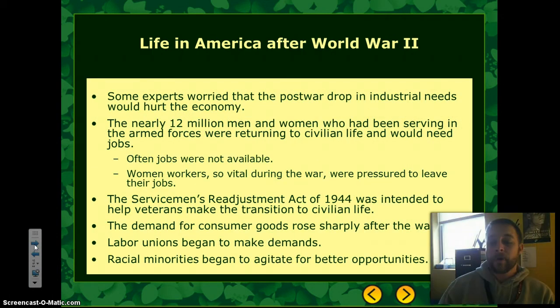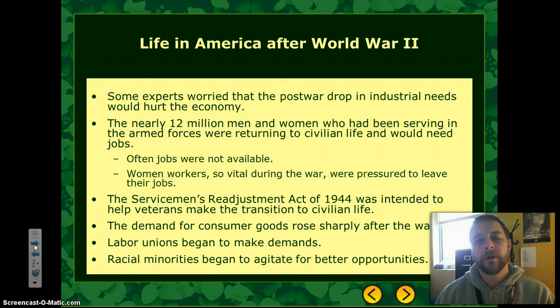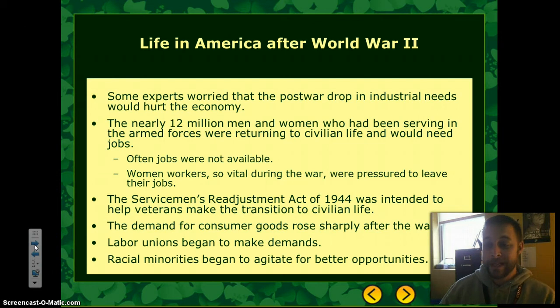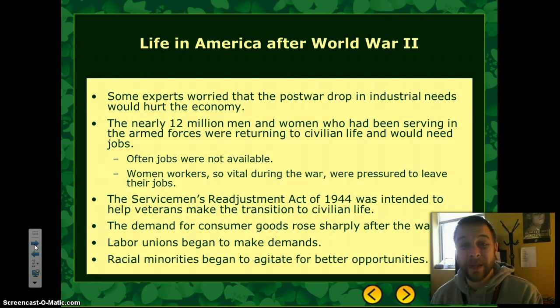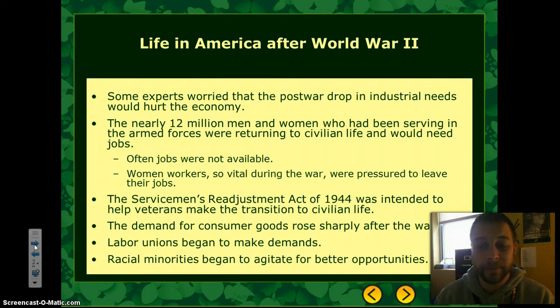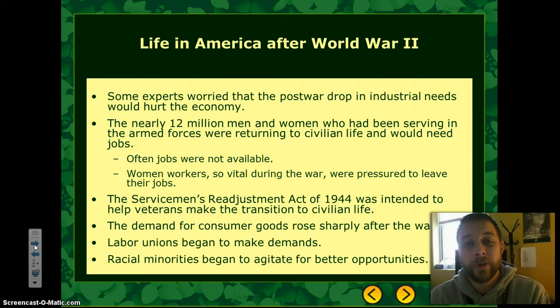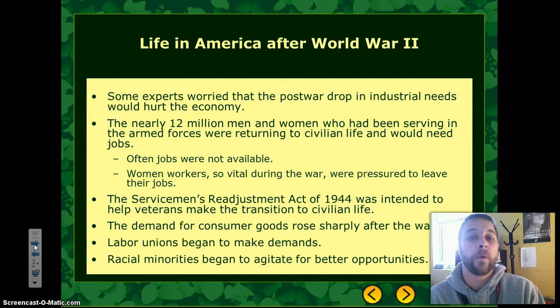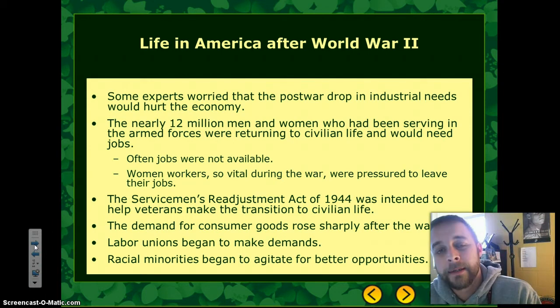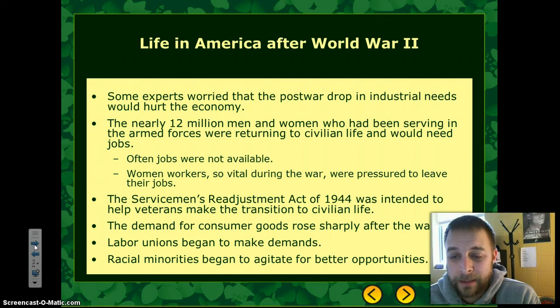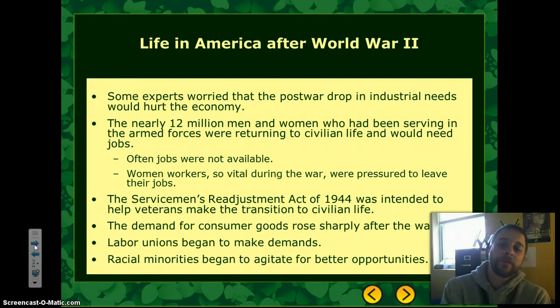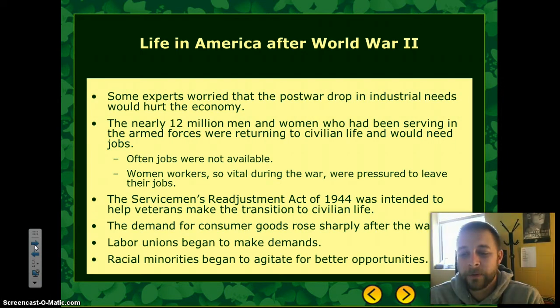So one of the problems facing America after the war, we've been producing war goods for so long. Now the United States has to figure out how to reconvert its economy to produce other types of goods. You also have 12 million people returning to civilian life. They need jobs. A lot of times women who had filled those jobs after men left are forced to leave to give the returning veterans jobs. But in 1944, the Servicemen's Readjustment Act was passed to help veterans make that transition back into civilian life.